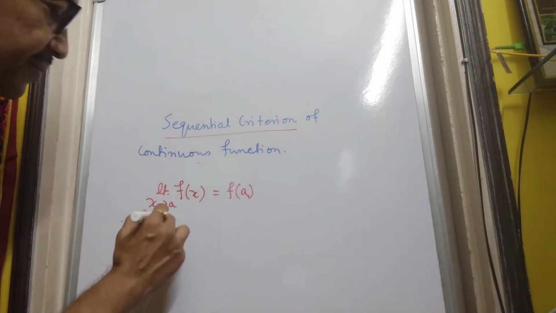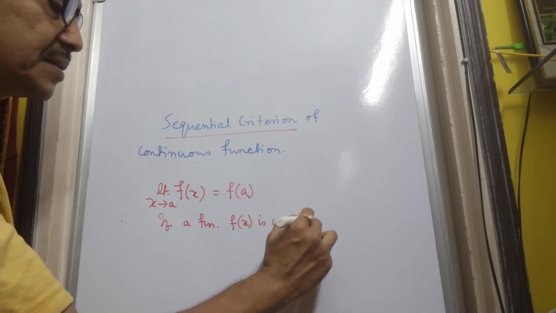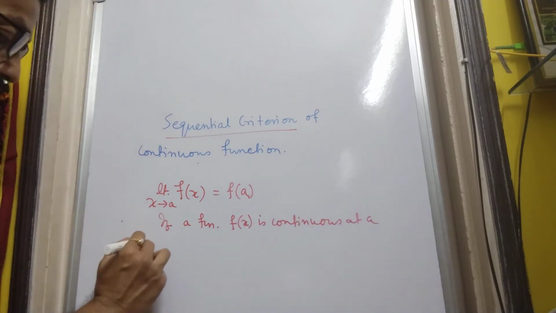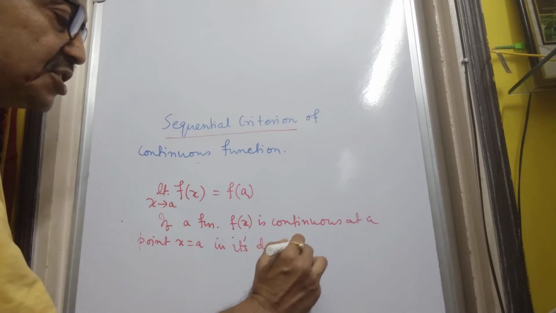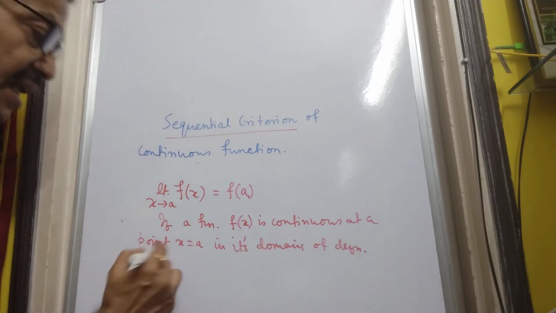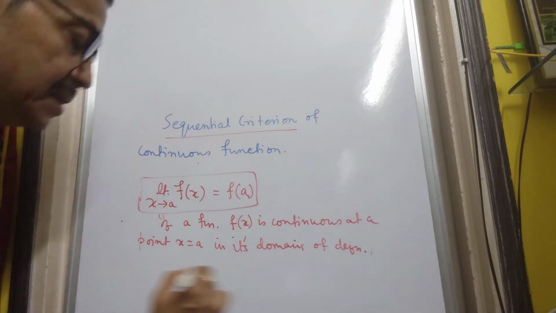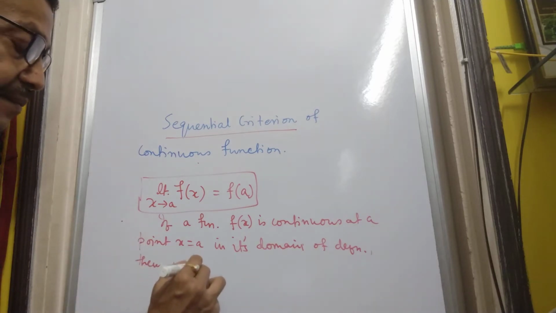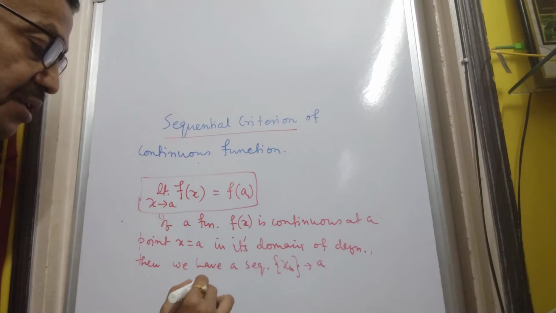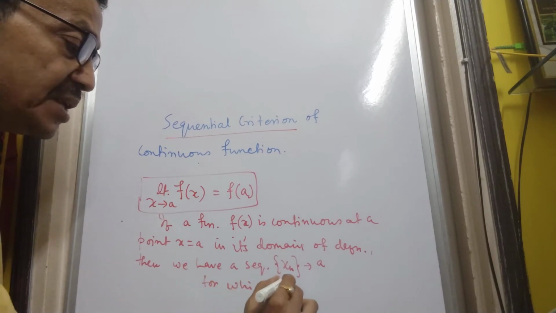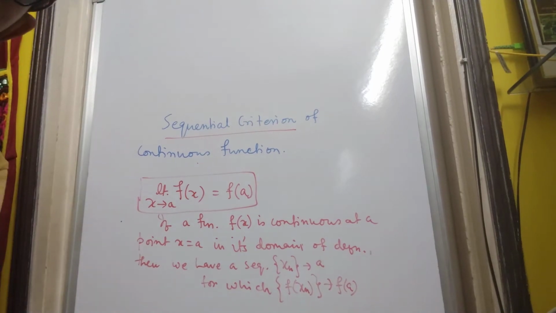We prefer to say that if a function f(x) is continuous at a point x equal to a in its domain of definition, then we have a sequence x_n converging to a for which the corresponding sequence f(x_n) converges to f(a). Okay, as simple as that.